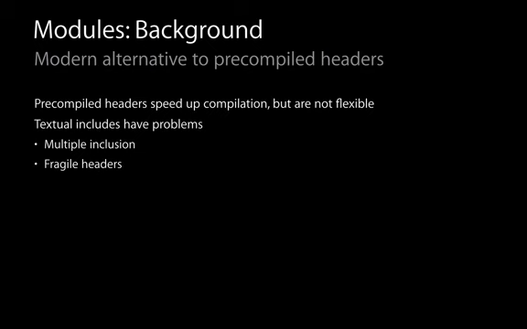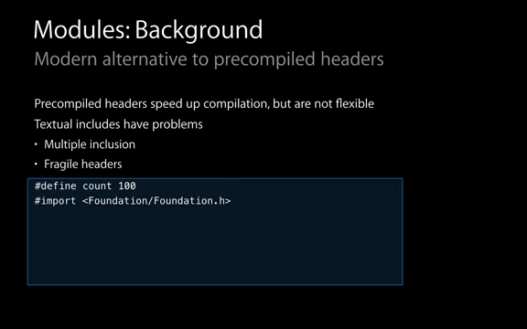And more importantly, the whole approach of using a textual inclusion of a header file as a way of importing a framework is just fragile. We have to deal with the issue where a header file gets included more than once in a single compilation. We have also a problem of headers being fragile. And what I mean by that is that the meaning of the header can change depending on the environment where it's imported. And let me show you that with an example.